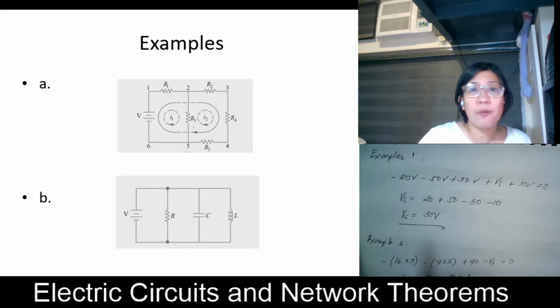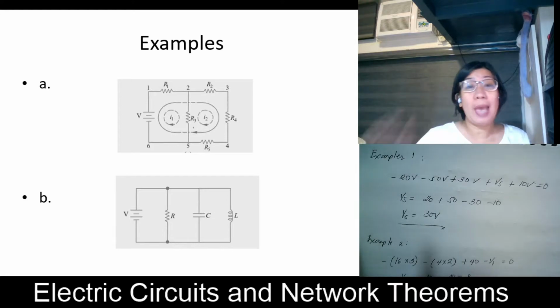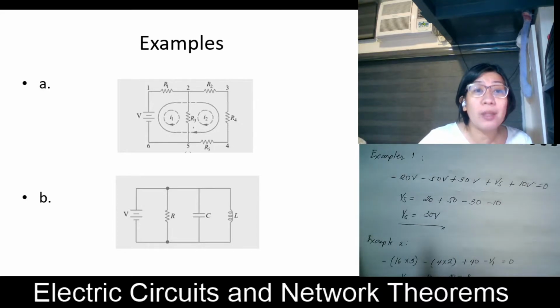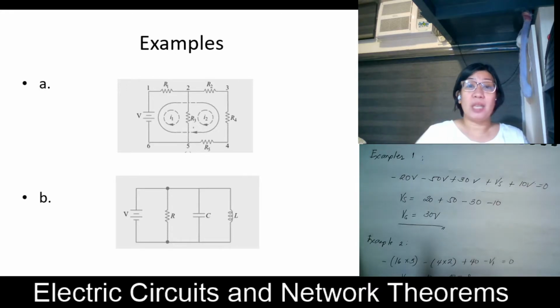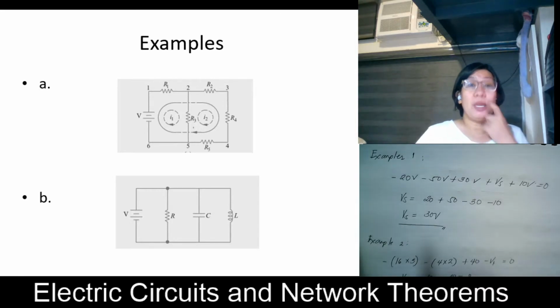Therefore, in this case, we only have four branches. Where are your four branches? You have 1, 2, 3, and 4. And then we have two nodes, 1 and 2. Now, how many loops do we have? We have 1, 2, 3, 4, 5, and 6. So we have 6 loops, but we only have 3 meshes. Where are the 3 meshes located? This is 1, 2, and 3. You have 3 meshes there.